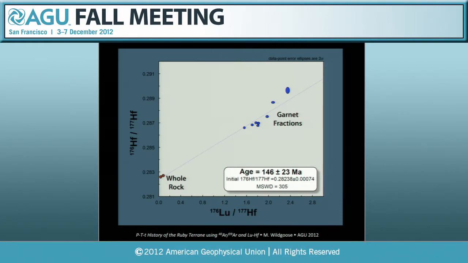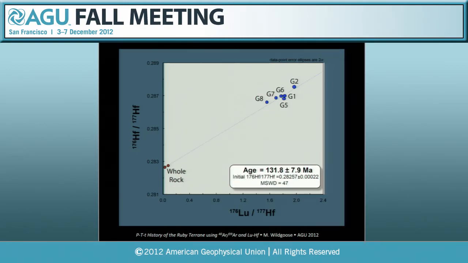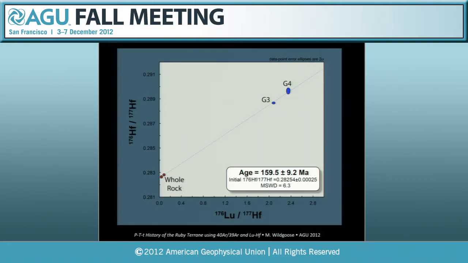And we get 8 fractions up here. We did 2 whole rock analyses as well. As you can see here, the isochron that's drawn is not so great. The best line of fit gives us an error of 23 million years. So what we did was we actually divided this into 2 different isochrons, a younger one, which has 6 of the 8 aliquots, which gives us 132 plus or minus 8 million years, which is a much better error, and an older isochron of 160 plus or minus 9 million years.